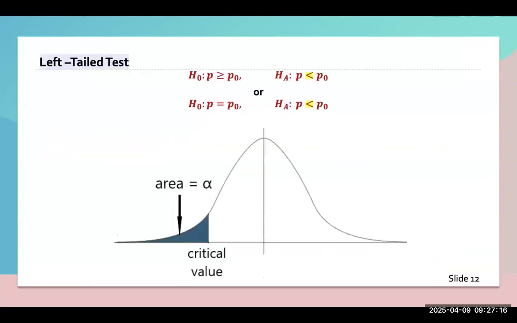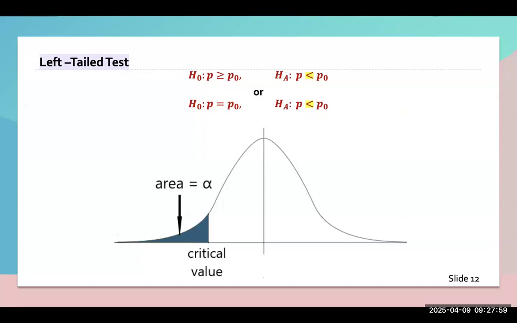Now we're going to talk about a left-tailed test. What is a left-tailed test? That's when we only care about the left tail. How we know we have a left-tailed test is the alternative hypothesis. Remember that in a two-tailed test, we had the not equal sign. Here for a left-tailed test, we have less than. So for example, the null hypothesis would be something like p is equal to 0.2, and the alternative hypothesis would be p is less than 0.2. So we only care about the left tail.